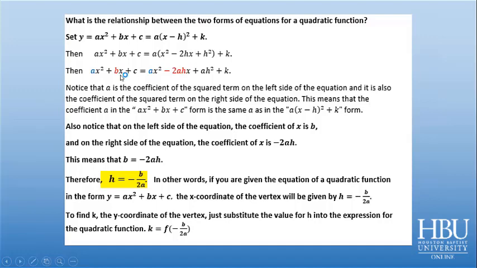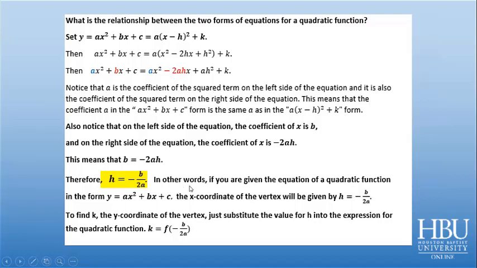Also notice that on the left, the coefficient of x is b, and on the right, the coefficient of x is minus 2ah. If this equation is to hold for all values of x, that means that the b has to equal the minus 2ah. If we solve this equation for h, we see that h is always going to equal minus b over 2a.